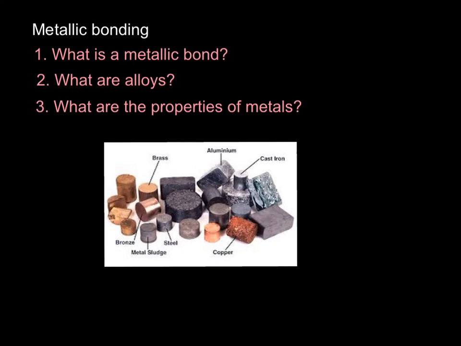Hi guys, in this tutorial we are going to talk about a different kind of bonding than we've talked about so far. This one is called metallic bonding. First we'll cover what a metallic bond is and what makes it different than an ionic or a covalent bond. Then we'll talk about something called an alloy, and then we will discuss the properties of metals and why they have those properties.